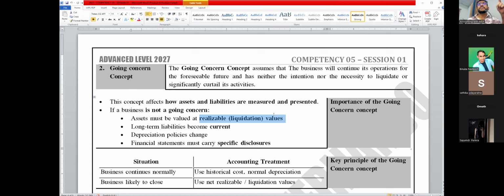Next, long-term liabilities become current liabilities. Why? Because the business has no going concern. Then depreciation policies change and financial statements must carry specific disclosures. When you have planned to liquidate the business, you have to come up with several disclosures. Understood? Going concern means that the business will continue its operations for the foreseeable future. Okay, let's continue.